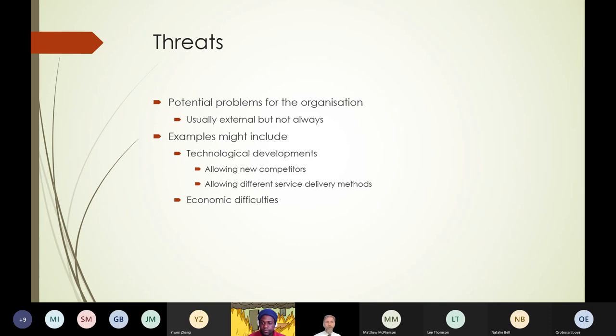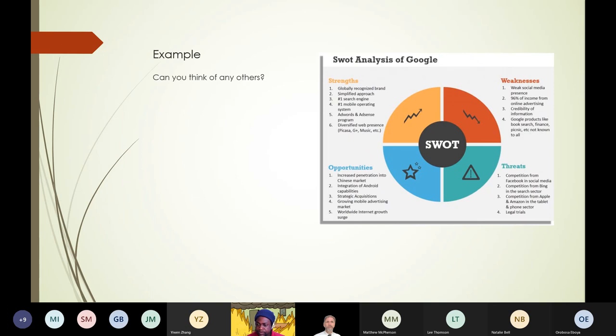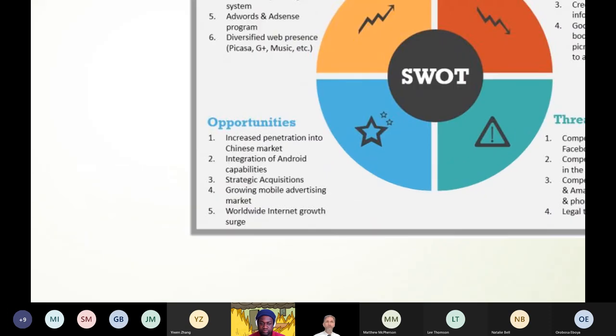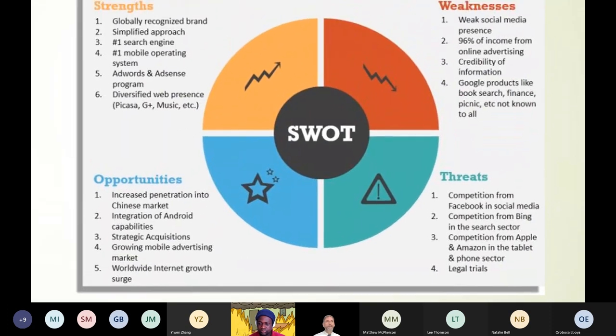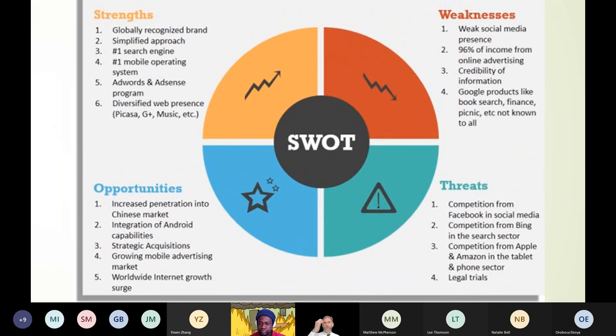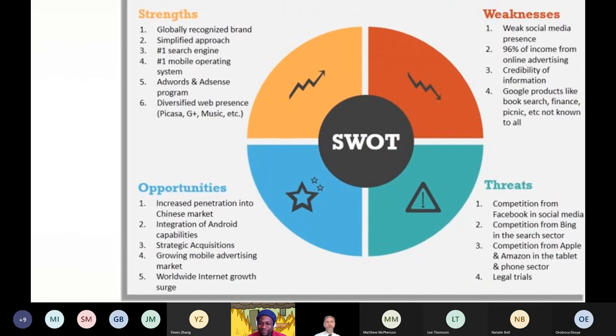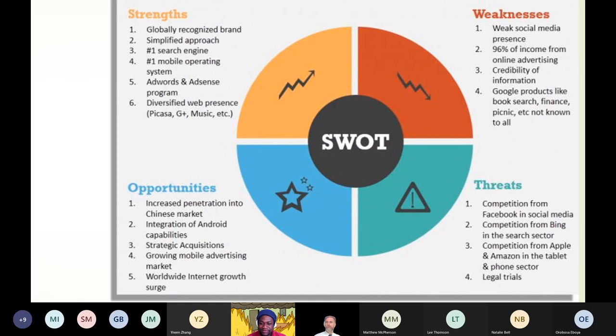And what happens when you get that is you end up with something like this. You get a SWOT analysis for an organization. Now, this is deliberately quite an old one. Even when I started, this was an old one. You'll see it's talking about a whole bunch of things that don't even exist anymore for Google. And the reason it's deliberately an old one is to point out that these analyses may or may not always work out well.